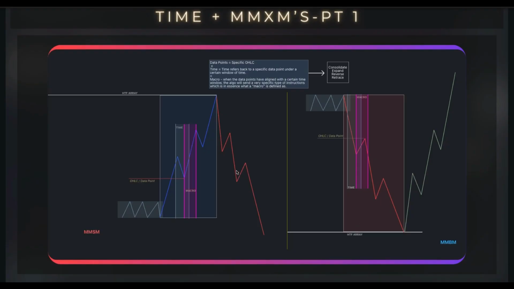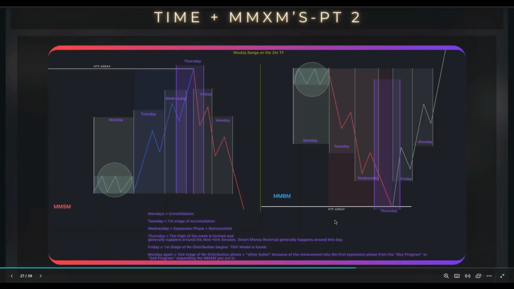Data points are specific open, high, low, and close that happen under a certain time period. So there's a specific open, high, low, and close around 9:30, right? And that is when the data points have aligned with a certain time window. The algo will send a very specific type of instructions, which is in essence what a macro is defined as. Now those instructions could be to consolidate, expand, reverse, or retrace, right? Pretty easy, pretty simple.